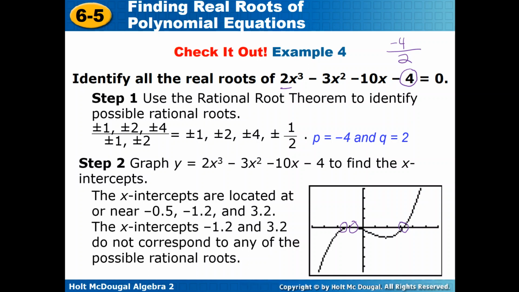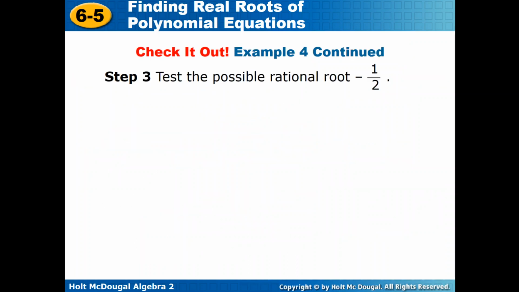Now, when we're looking up here at our possible rational roots, we can see that the -1.2 and 3.2 aren't in here. We can't see those at all. But the only one that does is the -0.5, so that's -1/2, which would be right here again. All right, so let's go ahead and find out if that is indeed a factor.